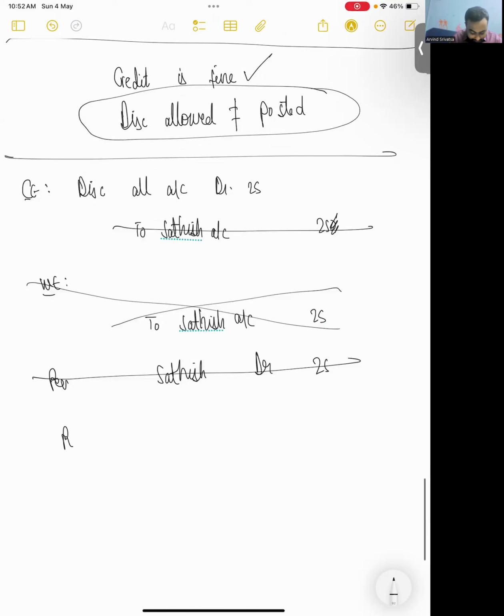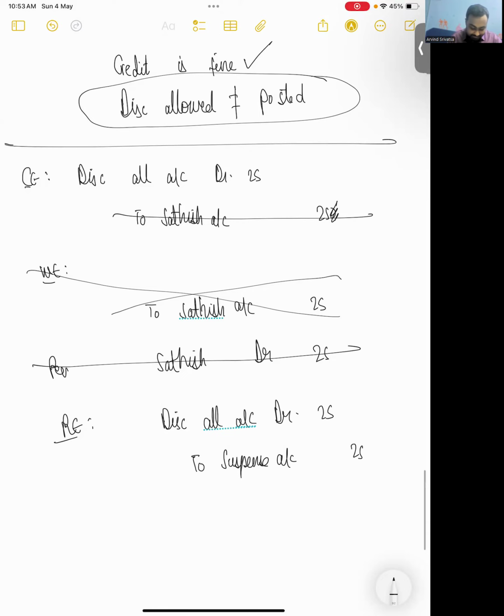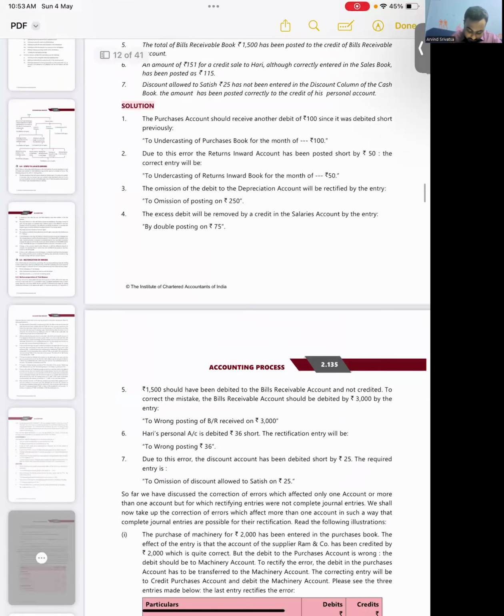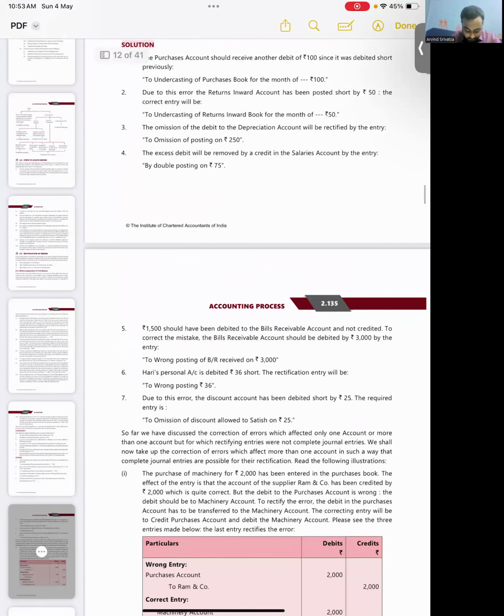Your rectification entry is discount allowed account debit 25. Credit, what do you have? Sir, we have nothing. We don't have anything. To suspense account 25. Perfect. Yes, sir. So omission of discount allowed to Satish. So again, they are just saying that the entry is discount allowed account debit 25 to suspense account 25.